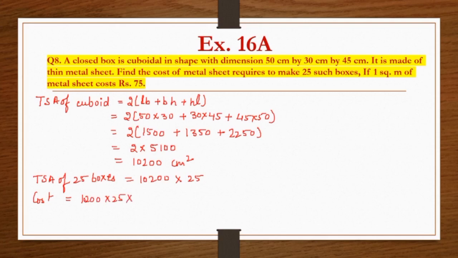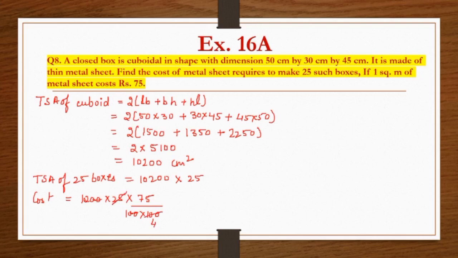Rate is 75, but not for 1 centimeter square. It is for 1 meter square. So 1 meter square, if we convert into centimeter square, that will be 100 multiplied by 100. So it's in divide. Now solve this. 2 zeros cancel with 2 zeros. Now this 25 we cancel with this 100, so we are left with 4.